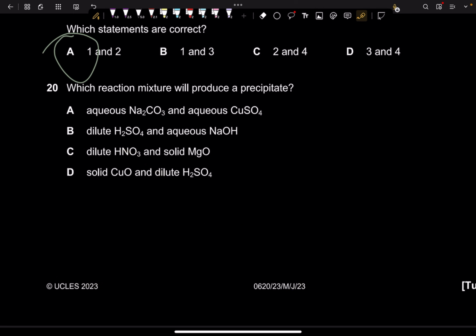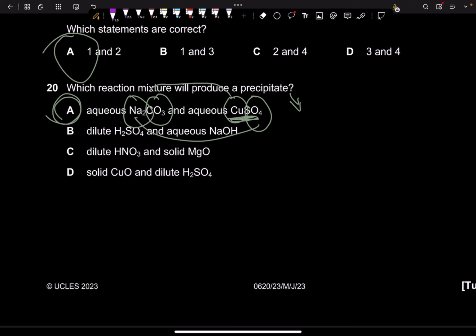If we combine sodium carbonate and copper sulfate, we're going to get copper carbonate. Is copper carbonate insoluble? Yes. So it's going to be option A. Sodium carbonate, soluble. Copper sulfate, soluble. Copper carbonate will be formed and sodium sulfate will be formed, ठीक है. तो copper carbonate तो insoluble हुआ ना, तो option A.